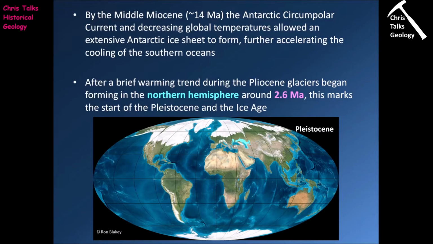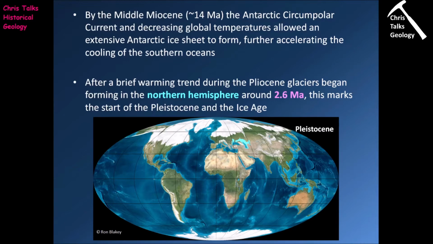Now, by the middle Miocene, so 14 million years ago, the Antarctic circumpolar current and decreasing global temperatures allowed an extensive Antarctic ice sheet to form. So this is in the southern hemisphere. And this helps to further accelerate the cooling of the southern oceans, because all of a sudden Antarctica was covered in ice. This ice is going to reflect solar radiation back into space, and so that's going to help to drive down the temperatures in the extreme southern hemisphere, so towards the South Pole.